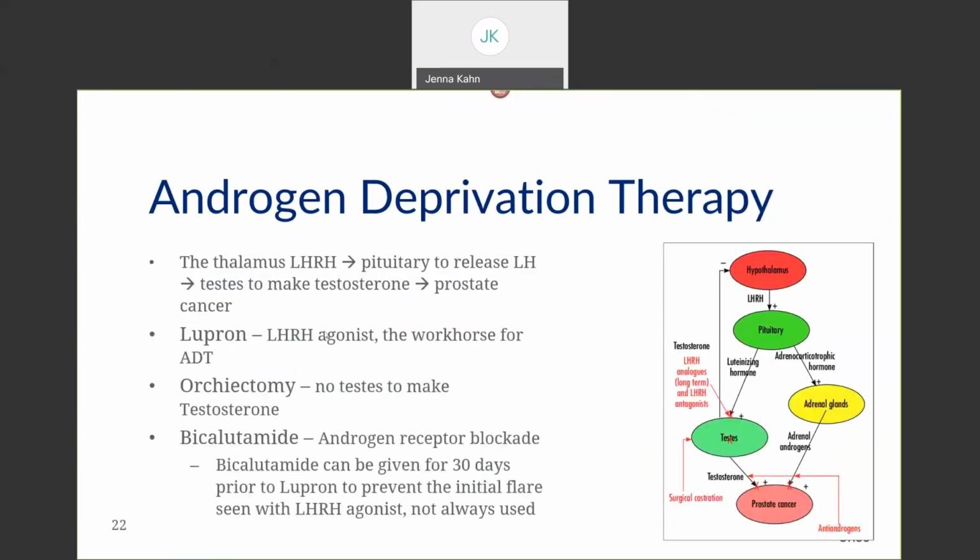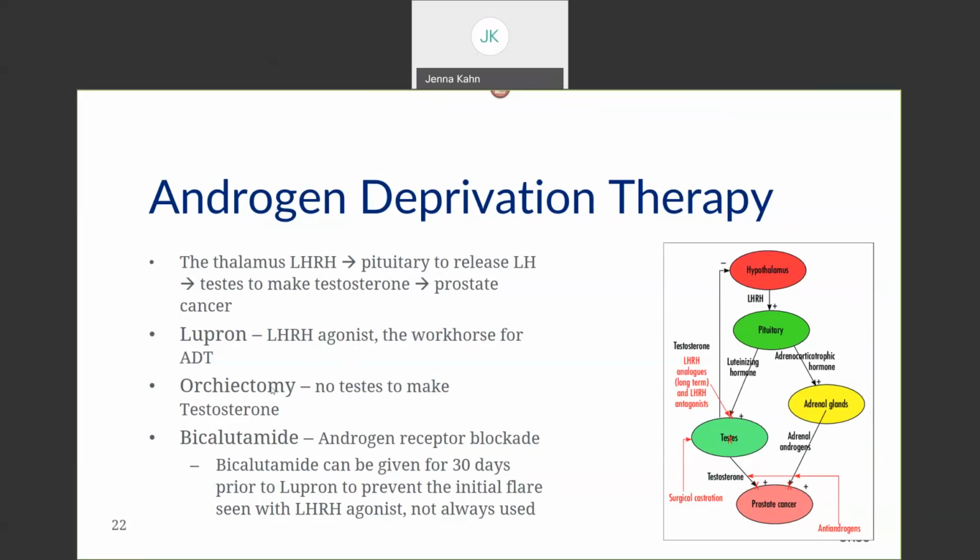So what's ADT? What's hormonal treatment? So the hypothalamus releases LHRH, causing the pituitary to release LH, and the testes to make testosterone, which then goes to the prostate cancer. Lupron is the androgen deprivation therapy, and it is an LHRH agonist that is the workhorse for hormone therapy, or ADT.